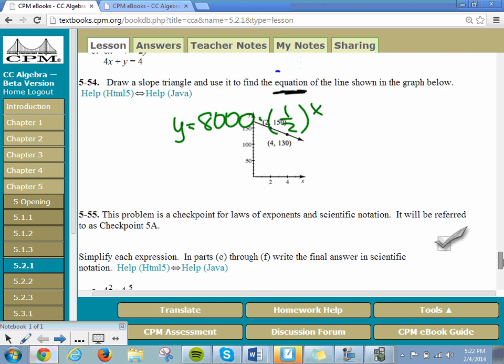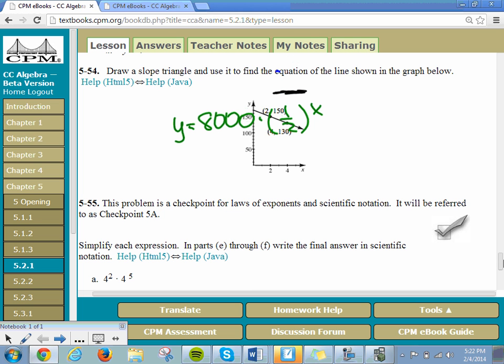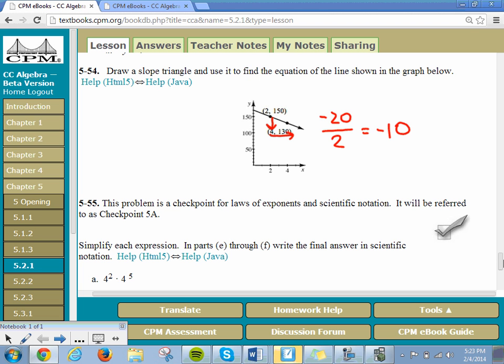All right, 54 tells us to draw a slope triangle to find the equation of the line shown below. So with our slope triangle, we're interested in our rise and our run. So we're going to be going down and then over. So we're going down from 500 to 130. So we've gone down 20. And we've gone to the right from 2 to 4. We've gone 2. So we have a slope of -10.